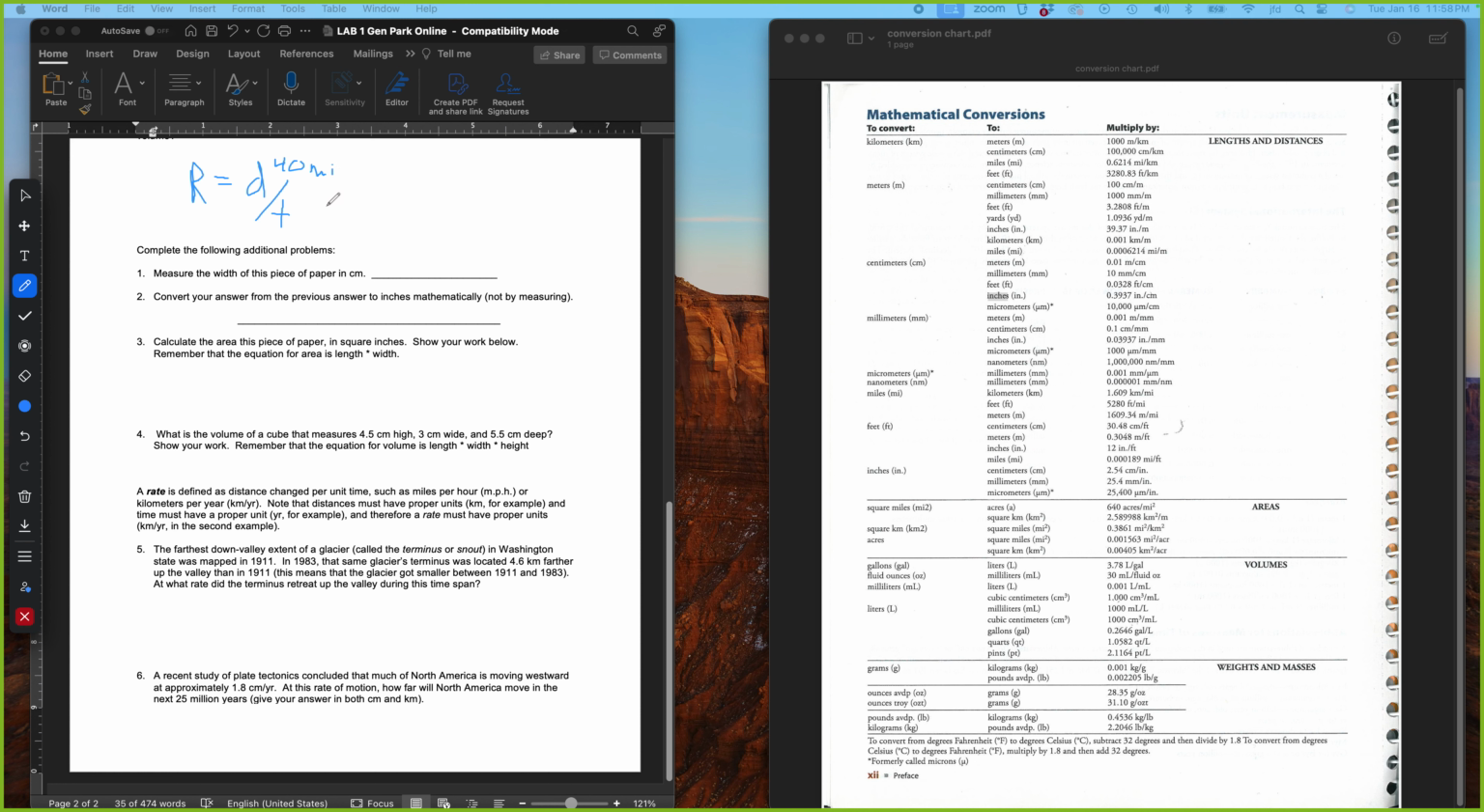This is really bad handwriting. I'm writing with my mouse. 40 miles, and our time would be hours, down here. So 40 miles per hour, that is a rate. That's what rates are. Rate is equal to distance divided by time.